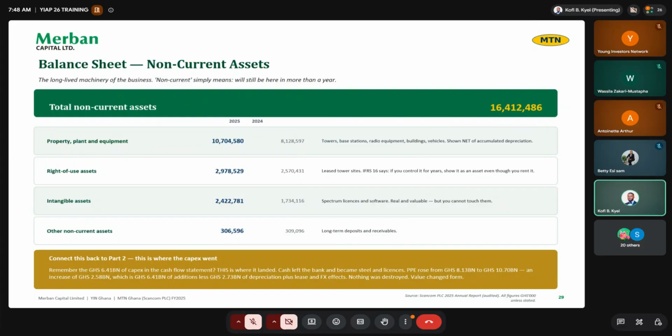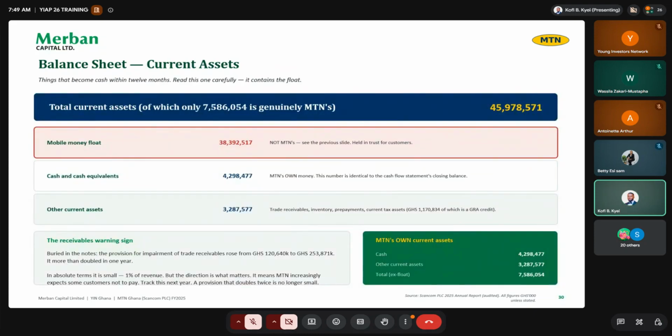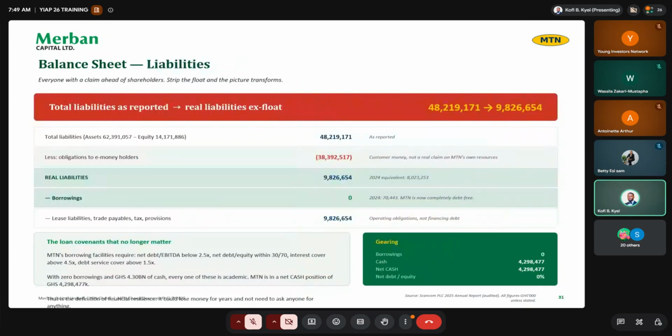For the property, we have to verify that it is in the name of MTN, but from what we see in the books, all these non-current assets should belong to MTN. Then we are getting confirmation that for the current assets, only 7.6 billion generally belongs to MTN. It's a combination of the cash and cash equivalent and the other current assets. MTN's own current assets, cash and other current assets, total 7.6 billion. That is what you can see on the screen.